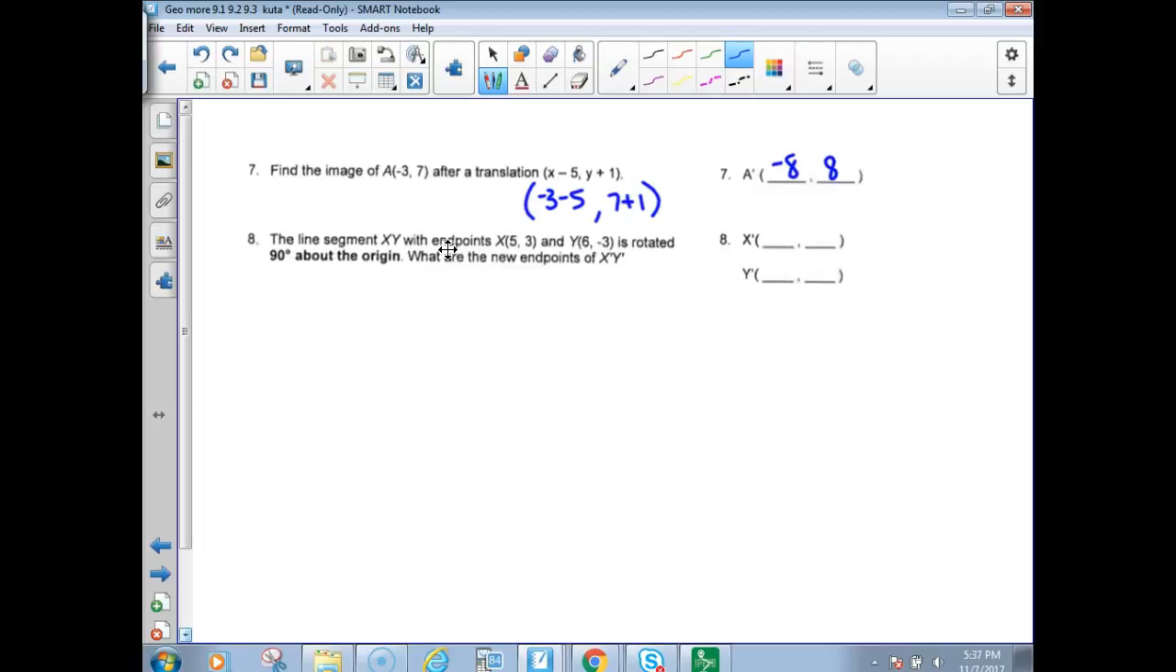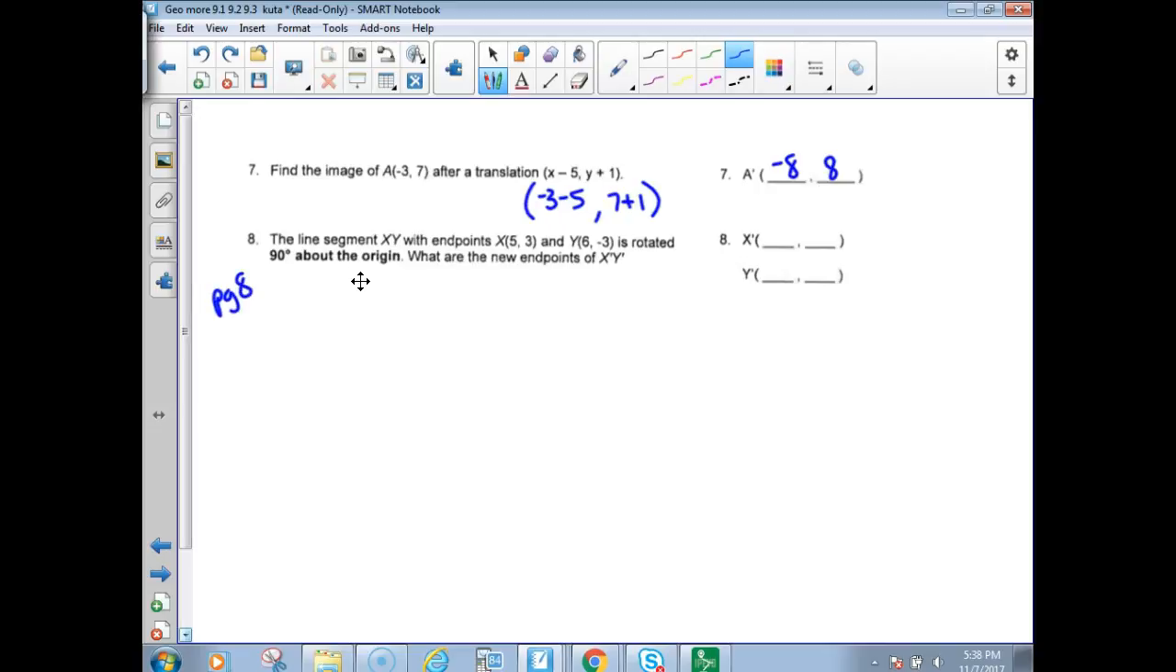The line segment XY with endpoints 5, 3 and 6, -3 is rotated 90 degrees about the origin. What are the new endpoints of X prime, Y prime? All right, so we got to look up the rule for rotating 90 degrees about the origin. In your ISN, that can be found on page 8.